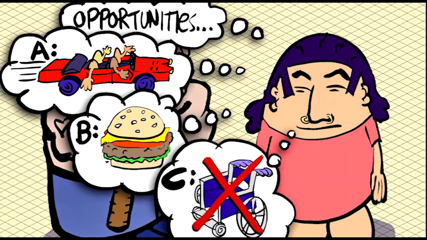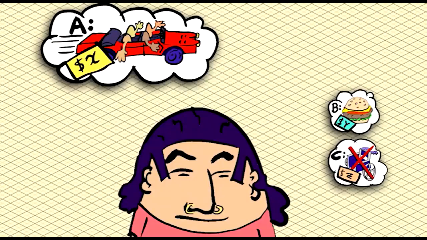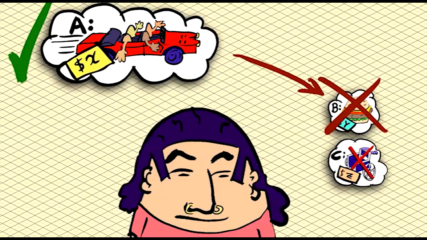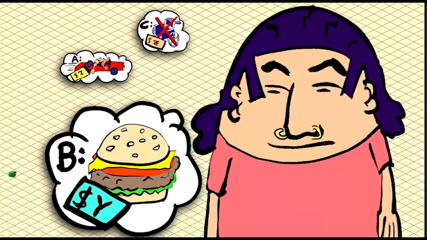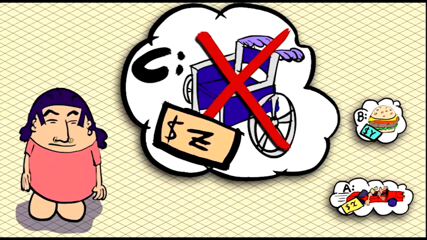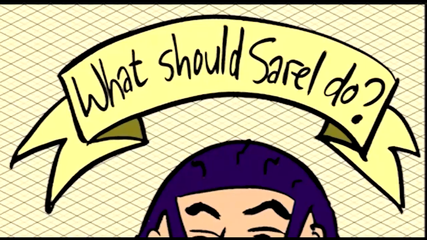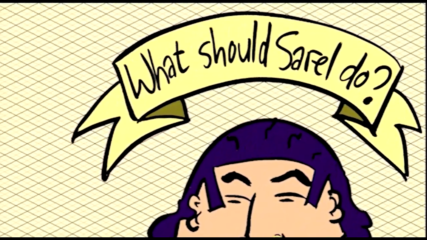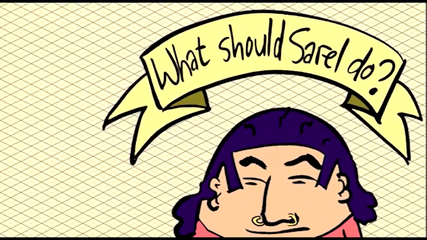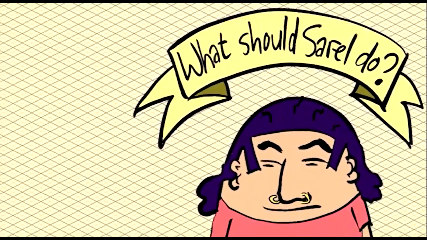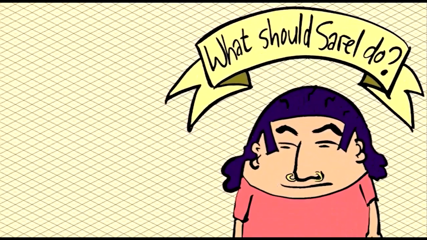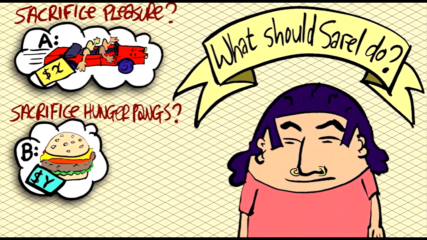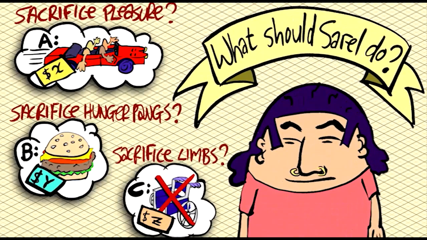Each choice comes with a cost. The first choice is that he can go partying, but he will be hungry and probably be tortured later. The second is that he can eat, but be miserable and probably be tortured later. And the third is that he can pay his debts, but will still be hungry and miserable. What should Sarl do? Which choice will give him the greatest return on investment, his personal best reward? The consequences and considerations of Sarl's choices are known as opportunity cost. What he sacrifices, his pleasure, his hunger pangs, or his limbs, are known as opportunity costs.